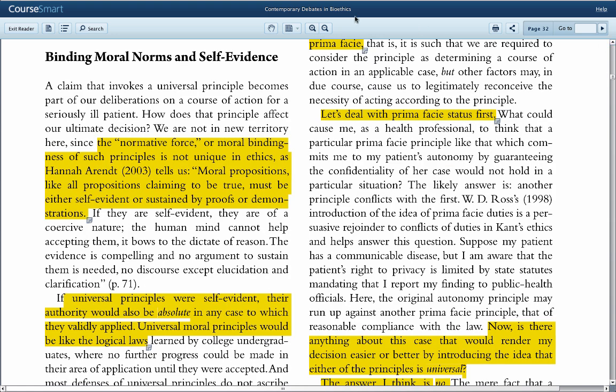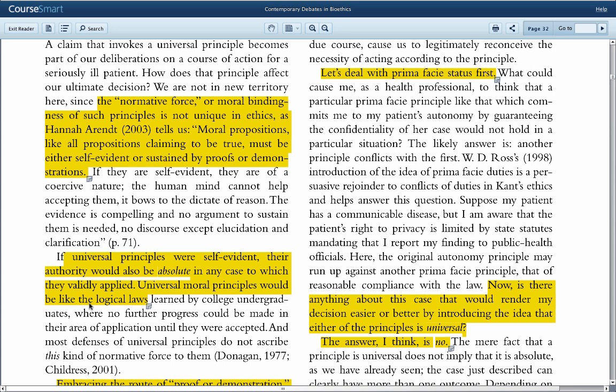Now, in what is perhaps his most interesting section, Dekker titles Binding Moral Norms and Self-Evidence. Now I'm going to go to the second paragraph where Dekker says, if universal principles were self-evident, their authority would also be absolute in any case to which they validly applied. And he says universal moral principles are probably not like that.